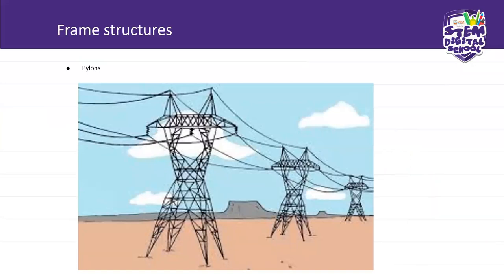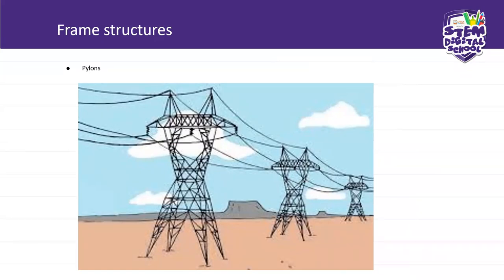What you see here is an example of frame structures. We see this all the time, and it is a way of transmitting electricity from the power stations to different destinations, to substations specifically. I liked this example because it's what you come across every day when you're traveling. But I want us to look at these structures as examples of frame structures.